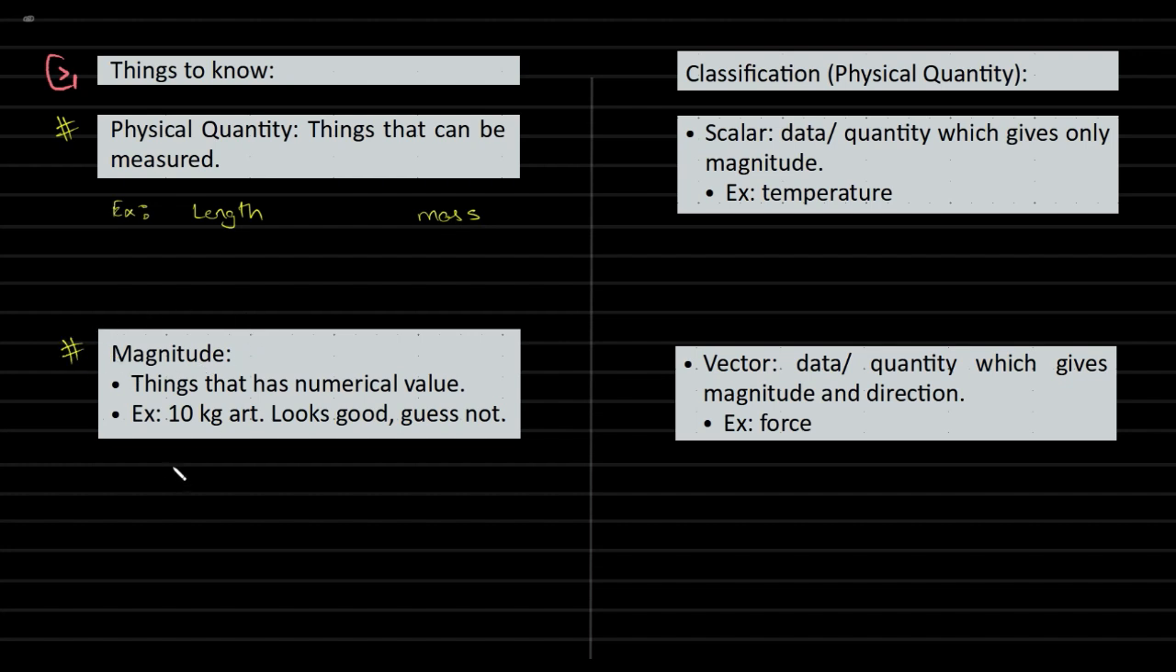Next is the word magnitude. Things that have a numerical value. For example, 10 kg art. It looks good. Guess not.